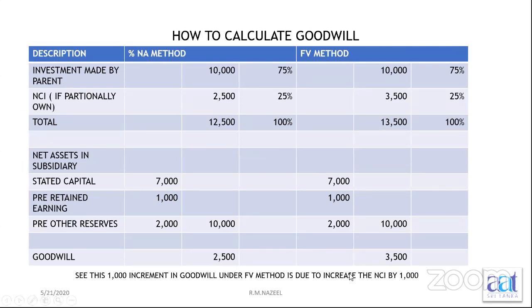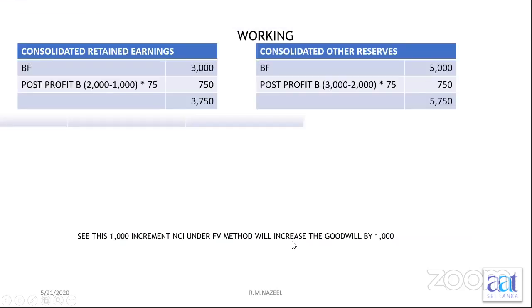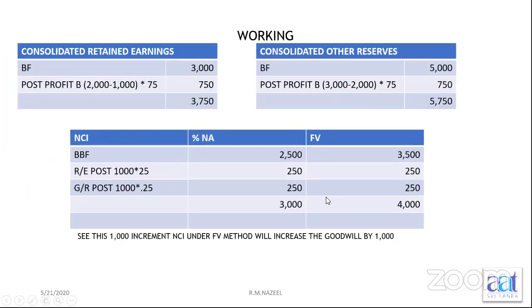Goodwill has increased by 1,000. Under this method, NCI has increased by 1,000. So you need to understand, the examiner says fair value. The goodwill is a combined or full goodwill method, right? So it's a full goodwill method.